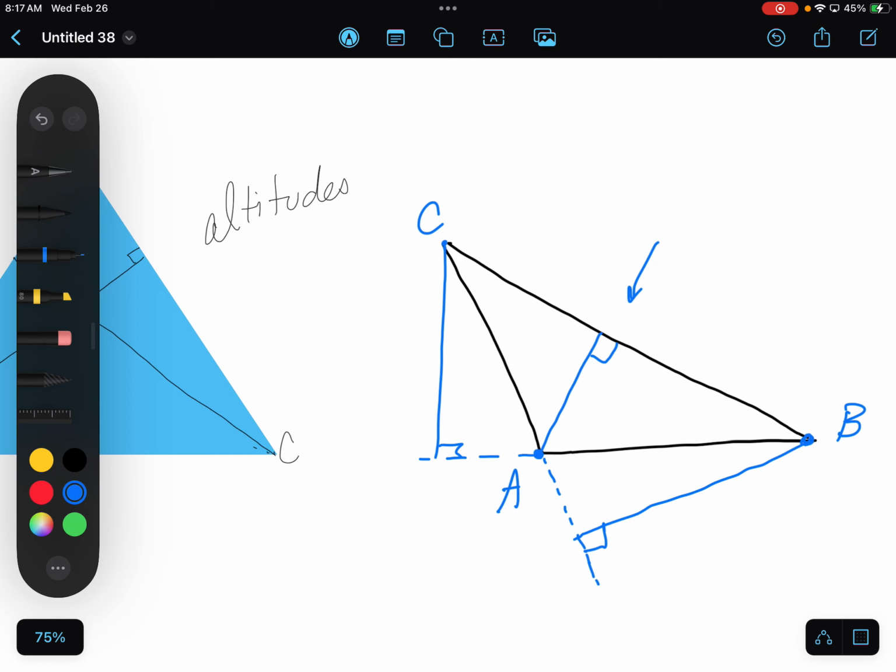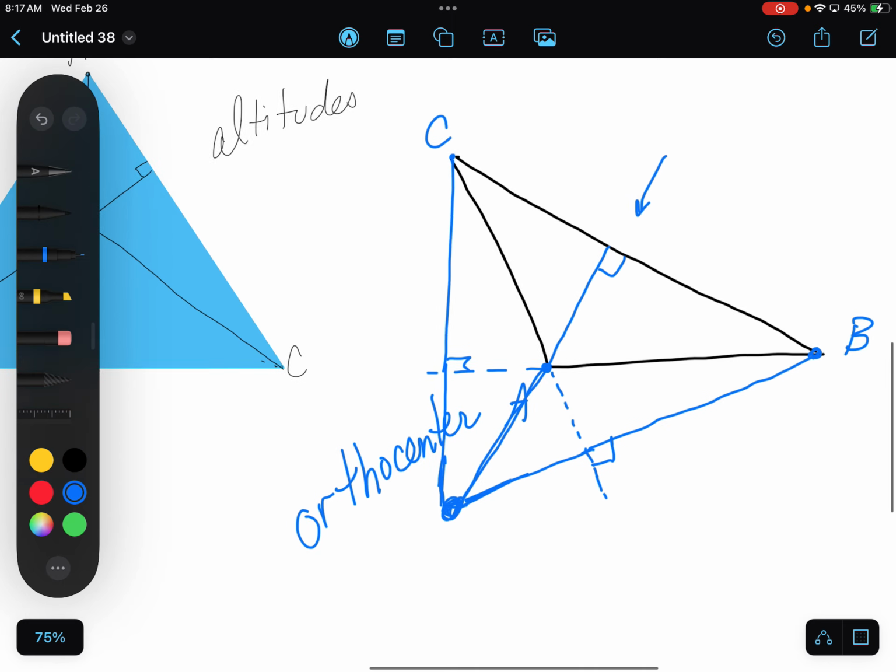Now, if I were to extend all those, they would hit at a certain spot, and that is called the orthocenter. So if I were to continue these on forever, they would come in here and meet at a spot as long as my lines were straight, which they're not, so I'm going to make this bigger. But this is called the orthocenter.